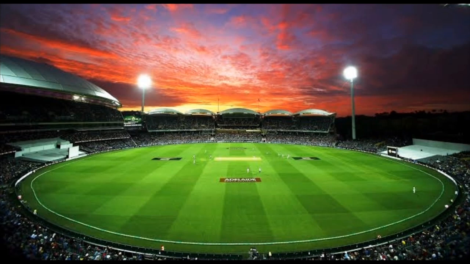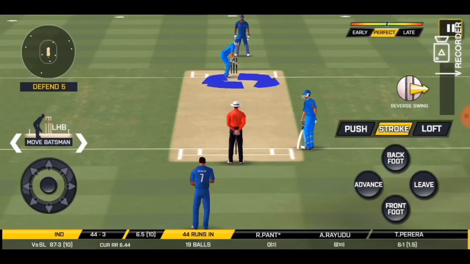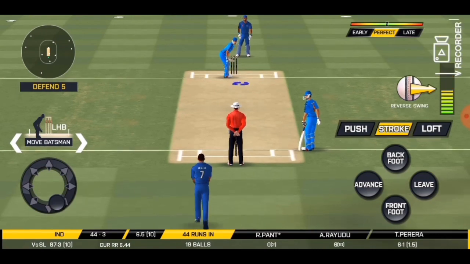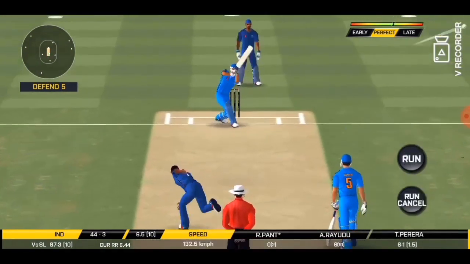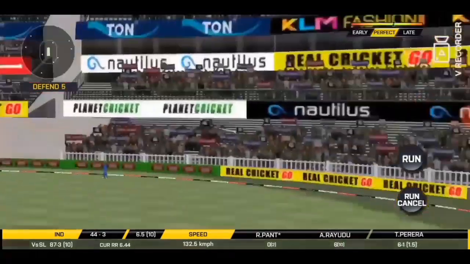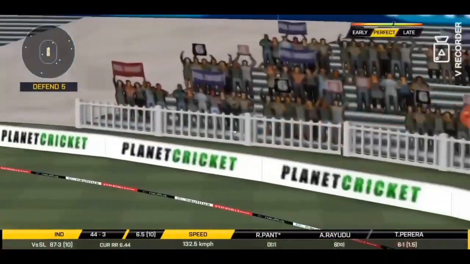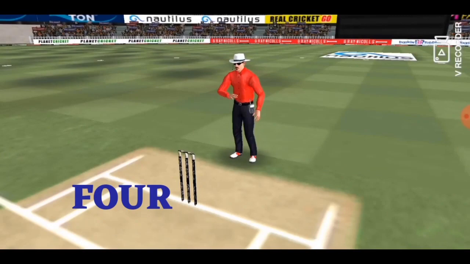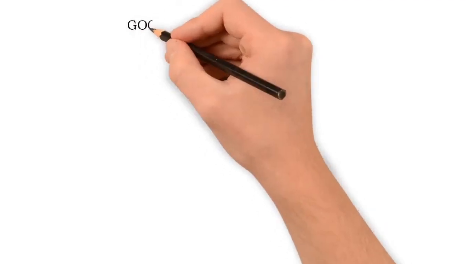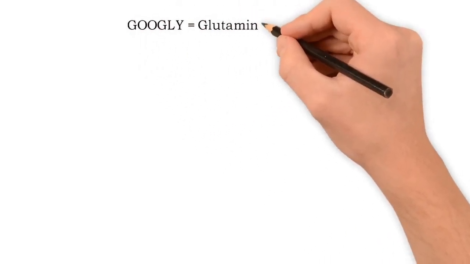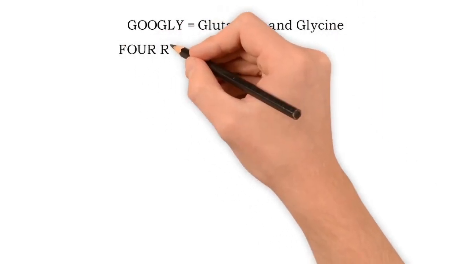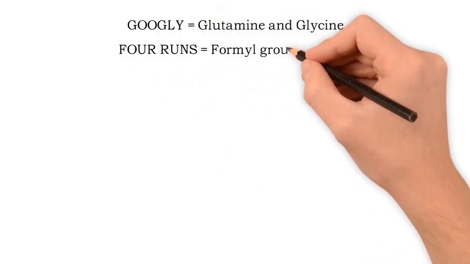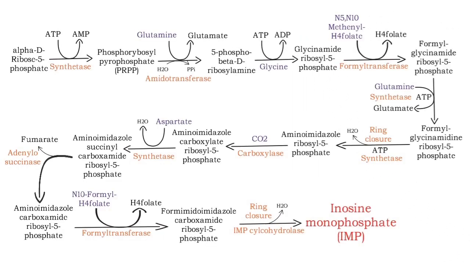For this, let me take you to the cricket ground. Match starts with umpire signal. The first ball the bowler bowls is a googly, but the batsman hits it for 4 runs. This will cover our next 3 steps. Googly means glutamine and glycine, and 4 runs means formyl group transfer.